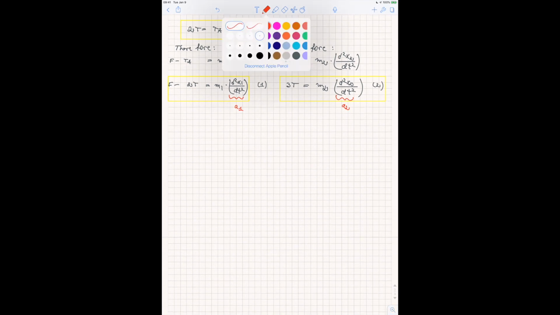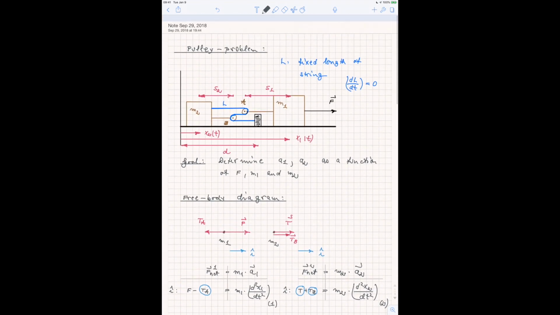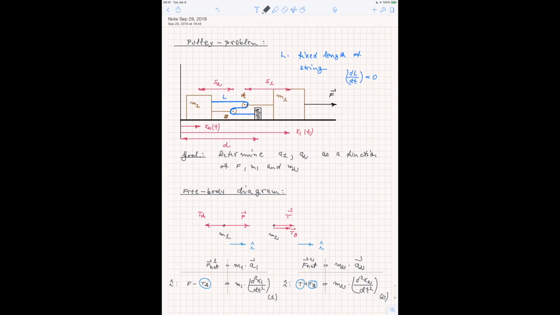So the big question in this problem is now, how are A1 and A2 related? How can we systematically find this out? And here I go back to the very beginning and emphasize the fact that that string in blue is of fixed length. And here you have to really pay close attention to that.